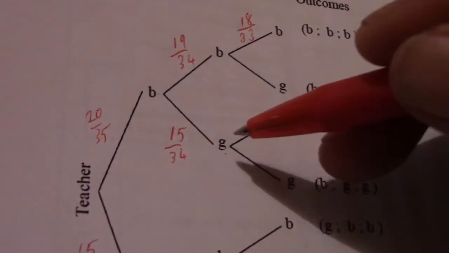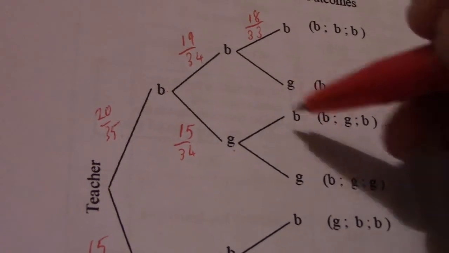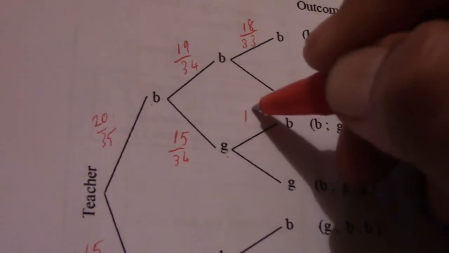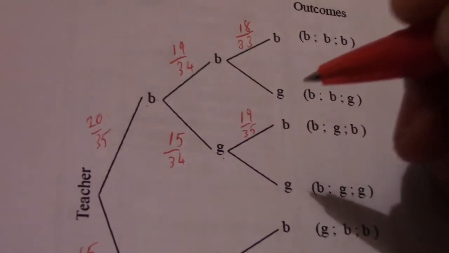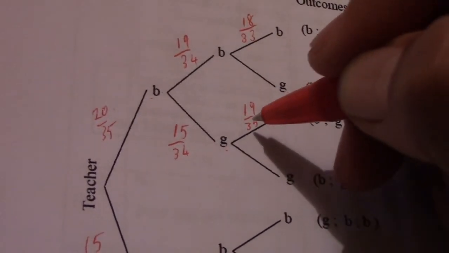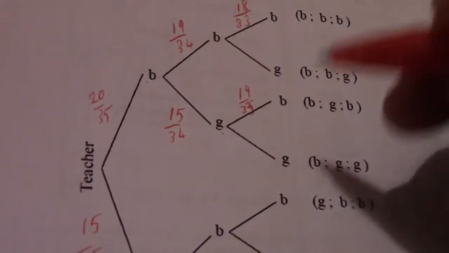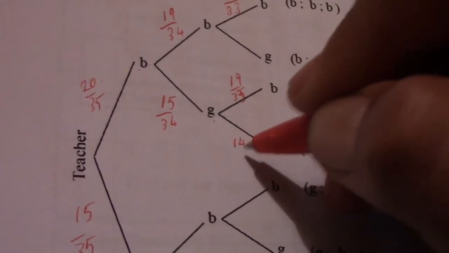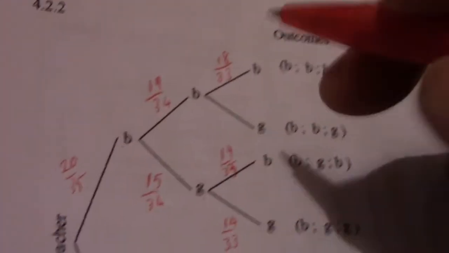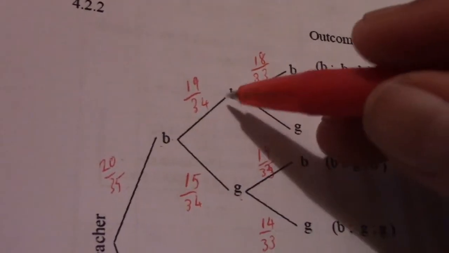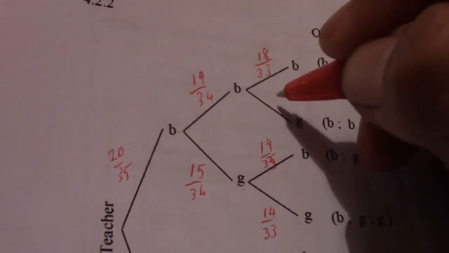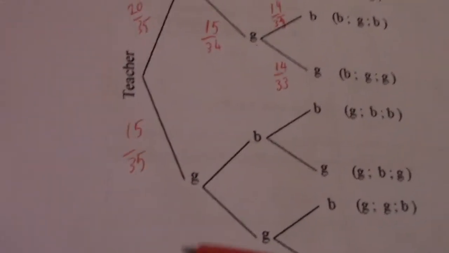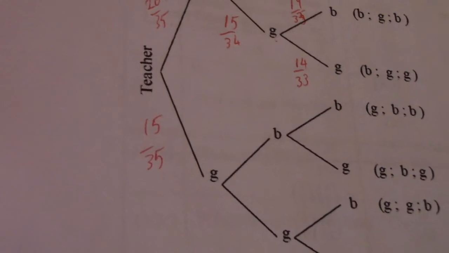Right, and then for the third selection, after choosing boy, boy, if she chooses a boy again, there are 18 boys left out of 33. Not 35, 33, my apologies. If she chooses a girl, we're left with 15 out of 33. After boy, girl, if she chooses a boy, I'm left with 19 out of 33, and if she chooses a girl, we've chosen one girl, so we're left with 14 out of 33. The same thing applies here at the bottom.